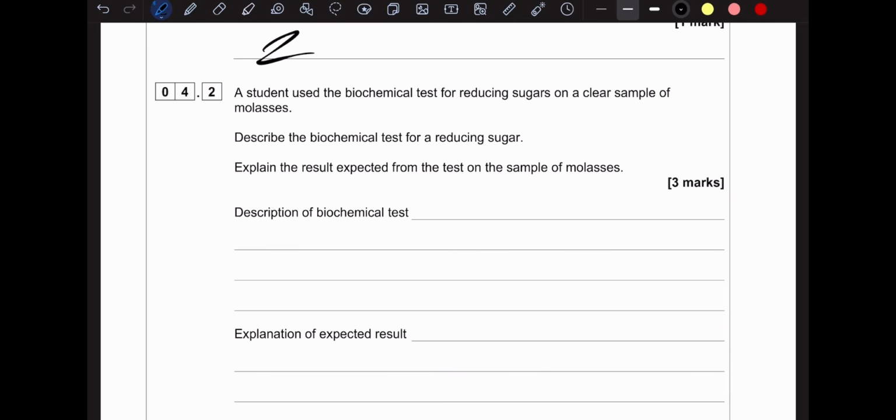Okay, so it wants the biochemical test for reducing sugar. Okay, so it wants us to talk about Benedict's solution, and then the result. So the description of the test: we have to heat our sample with Benedict's solution.